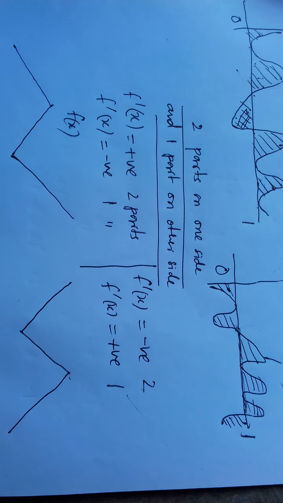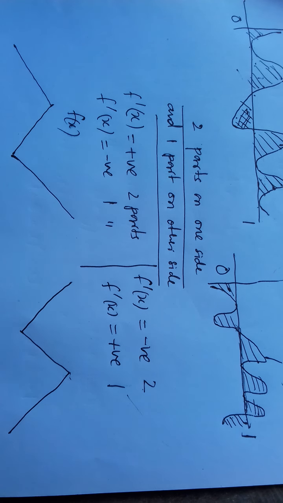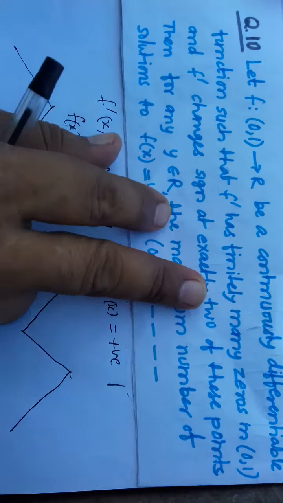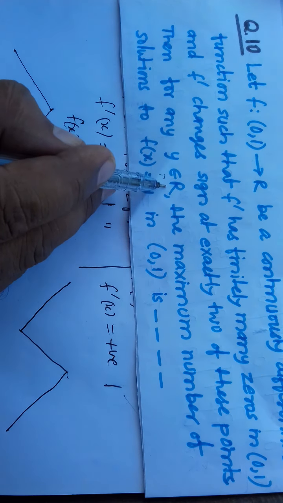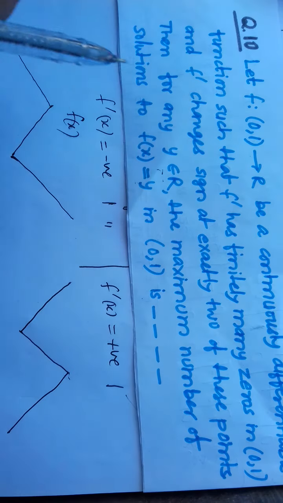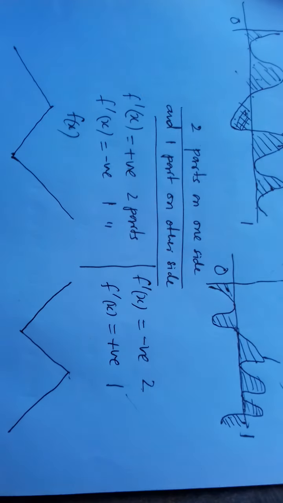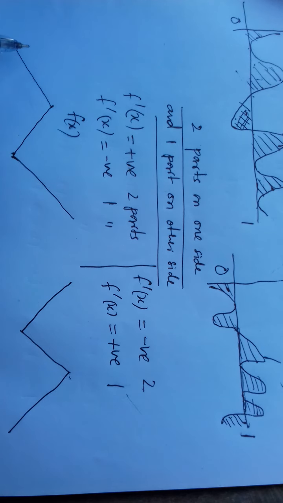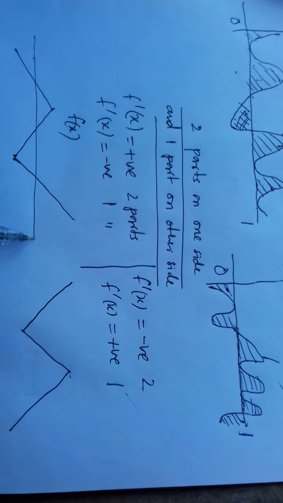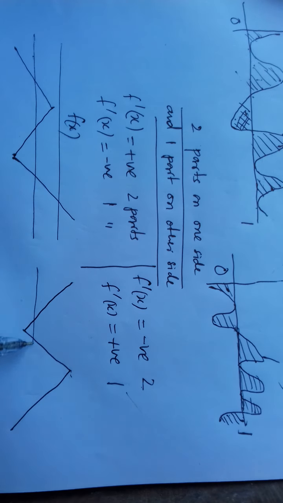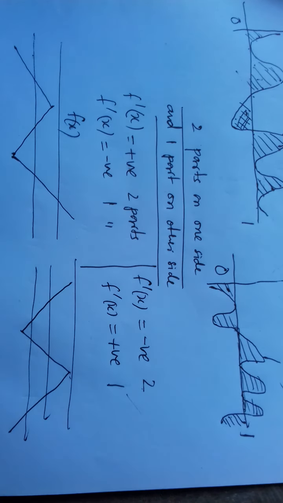Then this part is below the x-axis, so again decreasing. In both cases we can draw a line. Here, f x equal to y, where y is any real number. Y refers to height, so at a height you have to draw horizontal lines. Suppose I draw this horizontal line. You see that these lines cut this function f x at a maximum of 3 points, 1, 2, 3. Here also 1, 2, 3.